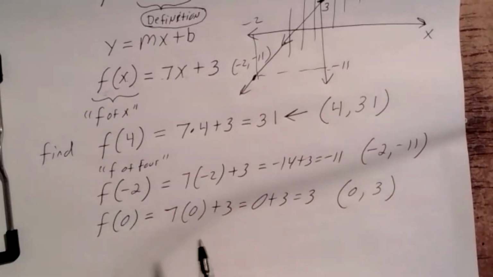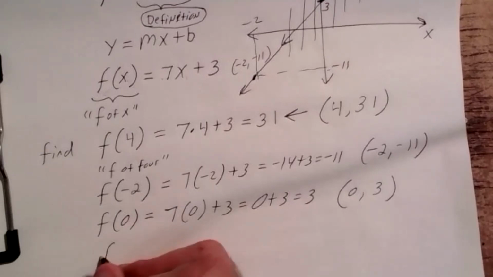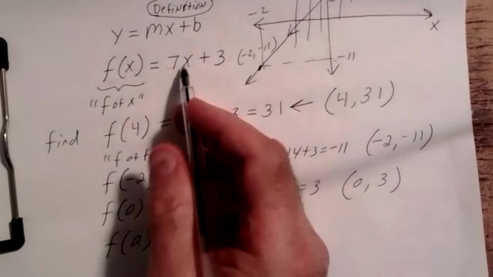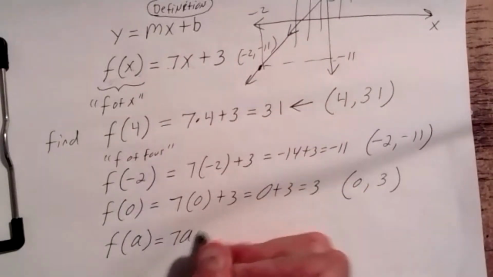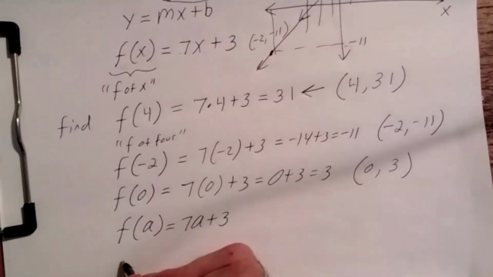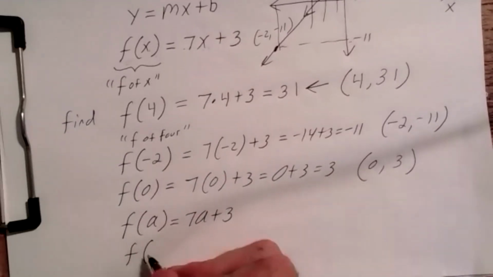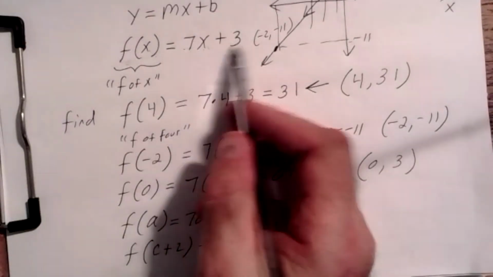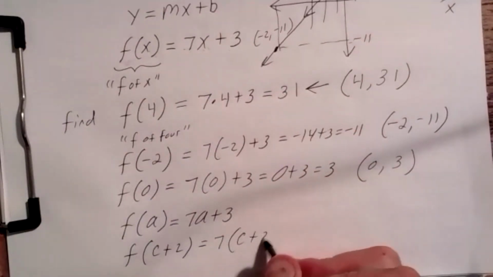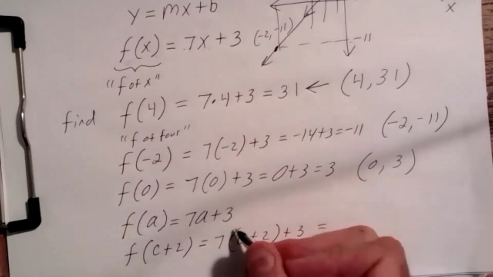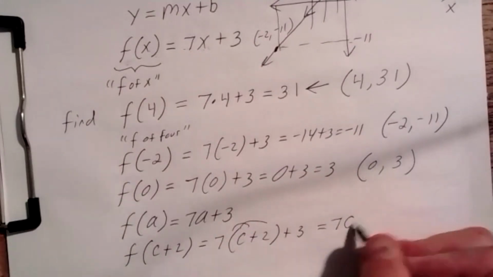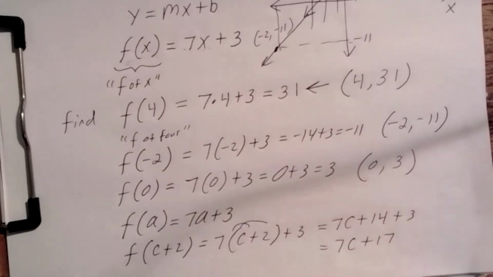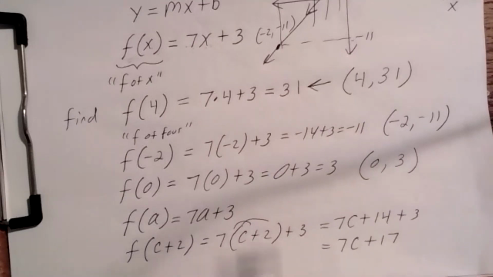Do you always have to put a number into a function? The answer is absolutely not. You can put anything you want into a function. I could evaluate this function at some variable a, in which case the output would be 7a plus 3. I could put a variable expression into my function like c plus 2, and the output would be 7 times (c plus 2) plus 3. After you simplify by distributing and gathering like terms, we would have 7c plus 17, agree? So if you put c plus 2 into this function, you get this out.